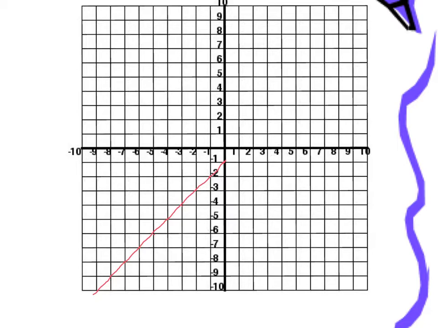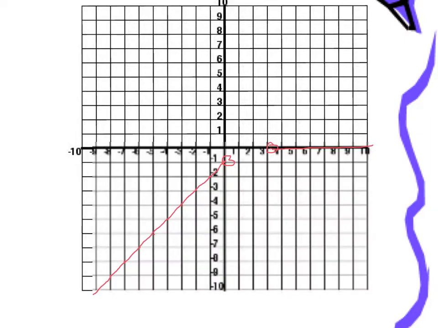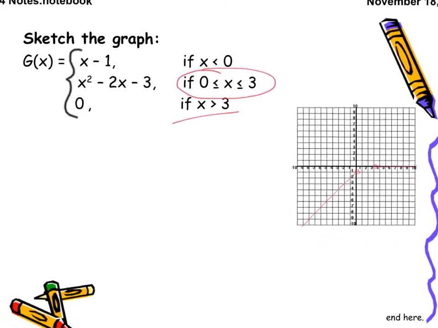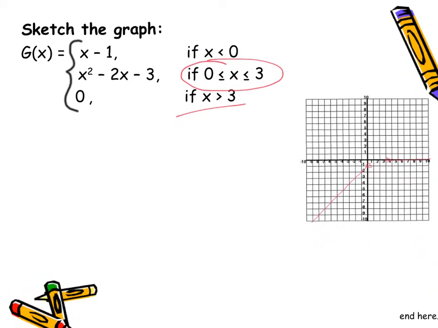Now I'm going to jump over to 3. It said if x is bigger than 3, do a constant function at y equals 0. All right, so I've got those first 2 on there. Now I've got to do this goofy little one that's in between. It says for 0 to 3, for those x values, graph this quadratic.